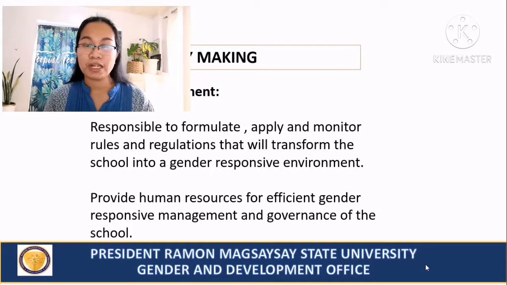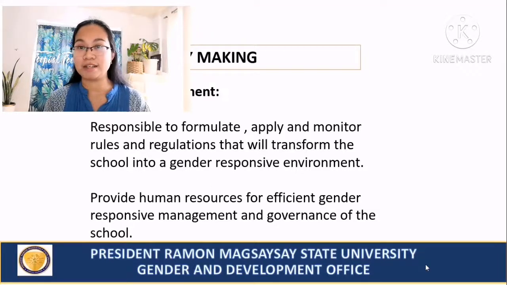That means we can respond now to the needs of male and female students, male and female faculty, male and female personnel. From being gender sensitive, we can now be gender responsive. We can respond to the gender issues. We can now resolve the gender issues that may exist. So, dun papasok si policy making. So, provide human resources for efficient gender responsive management and governance of the school.